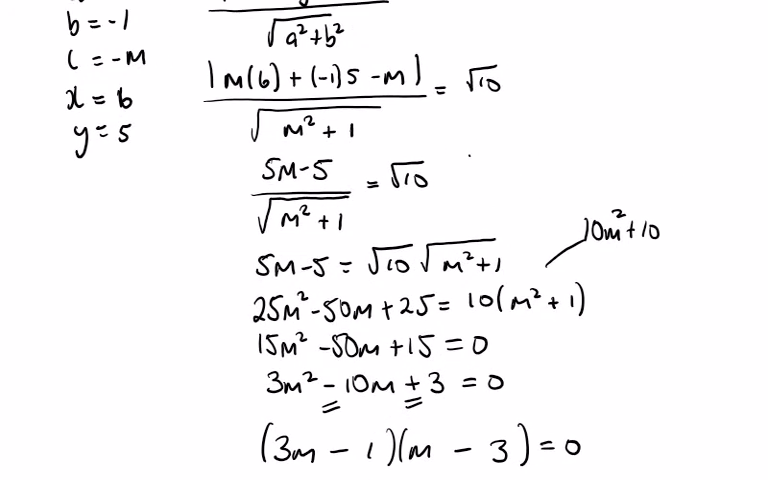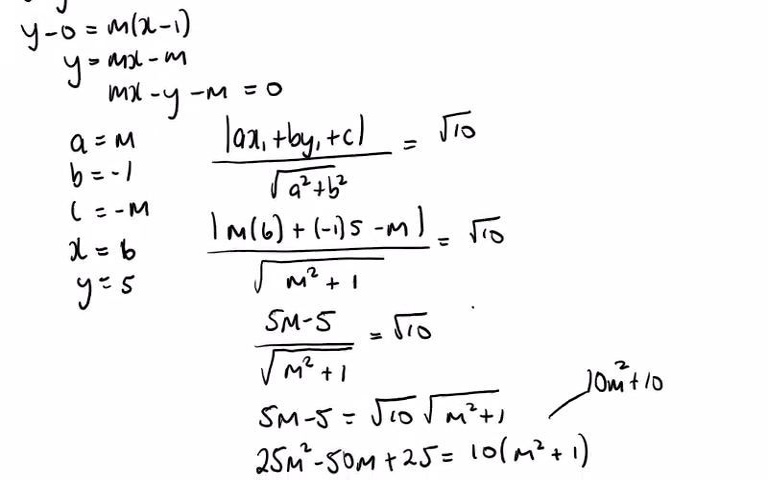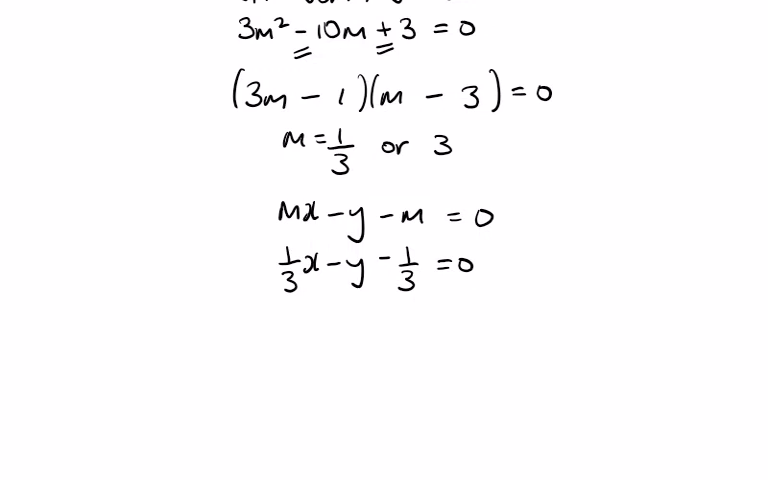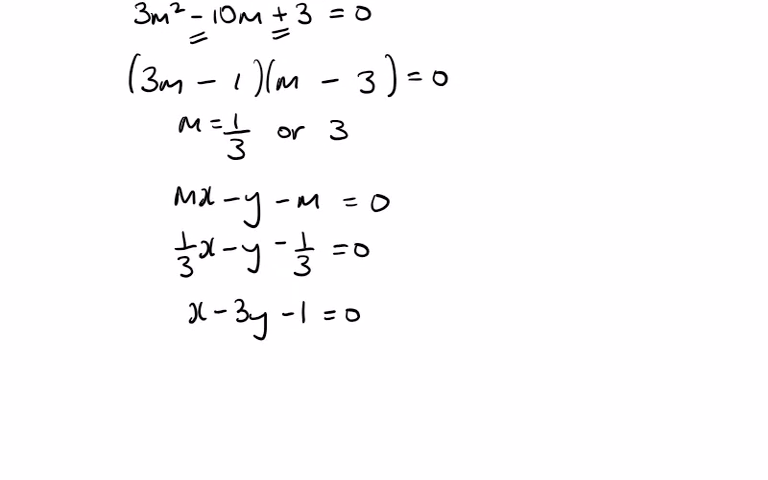So the equation of my line, mx minus y minus m is equal to 0. So 1 over 3x minus y minus 1 over 3 is equal to 0. Tidy this up, multiply it by 3, we're going to get x minus 3y minus 1 is equal to 0. And similarly, if we let m equal 3, we're going to get 3x minus y minus 3 equals 0.